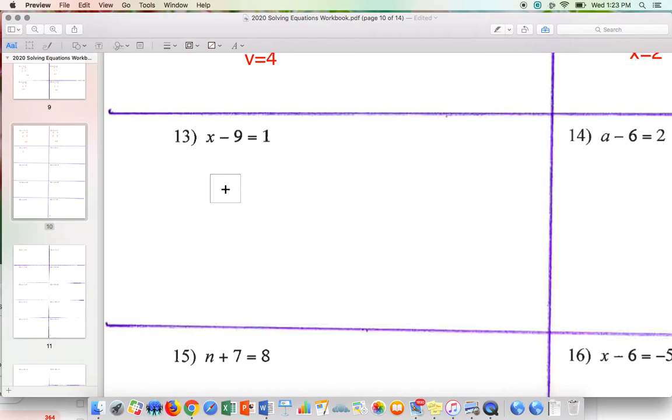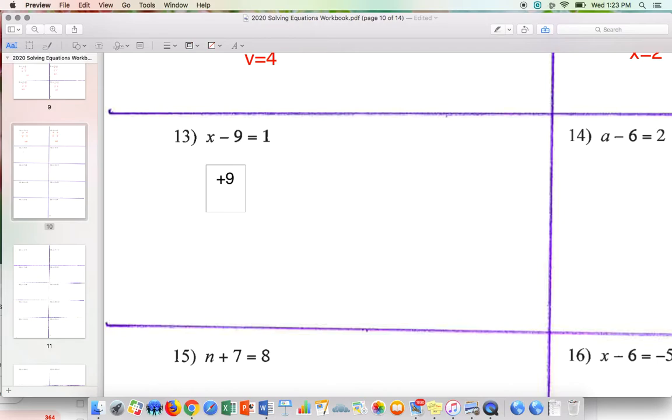And what am I going to add? If I want to isolate the variable, I want to get my x all by itself. I have a minus 9, so I'm going to have to do a plus what? What is the number I'm going to add? I'm going to add 9.